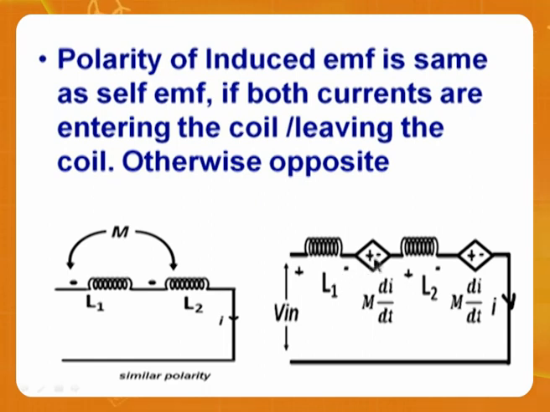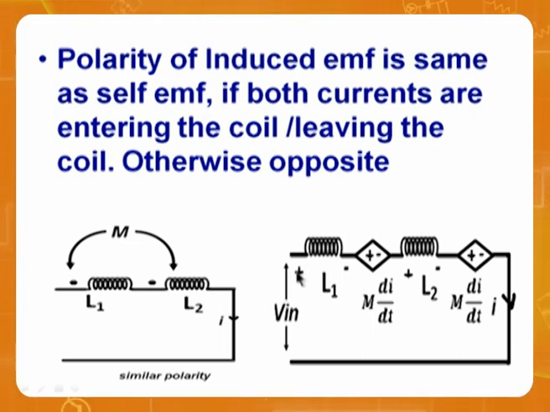Then first let me draw the equivalent circuit. Look here. This is positive, negative. Why? For example, first of all, put this value M di by dt, M di by dt. What is the polarity of the induced EMF? The polarity of the induced EMF is the same as the self EMF. This is also positive, negative. Why is it the same? Because they both are entering the dot. If both are entering the dot and entering the coil, it should have the same polarity.